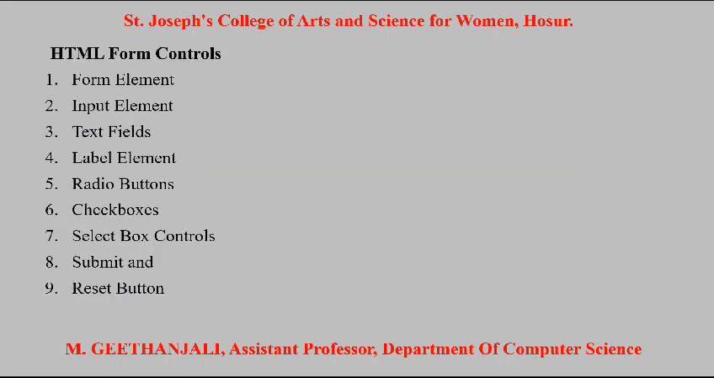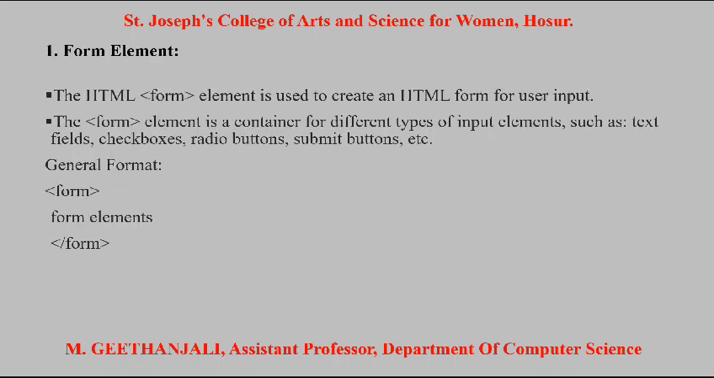Here are the HTML form controls. One, form element. Two, input element. Three, text fields. Four, label element. Fifth one is radio buttons, the sixth one is checkbox, the seventh one is select box control, the eighth one is submit, and the last one is reset button. These are the form controls in HTML. The first one is the form element.